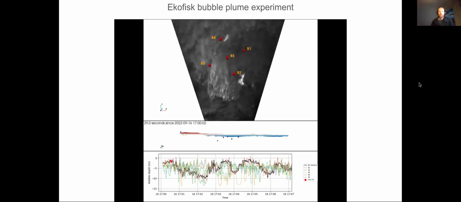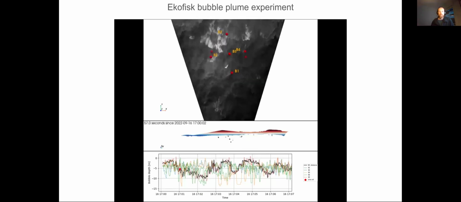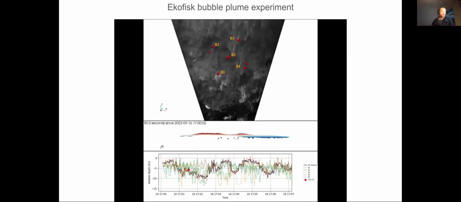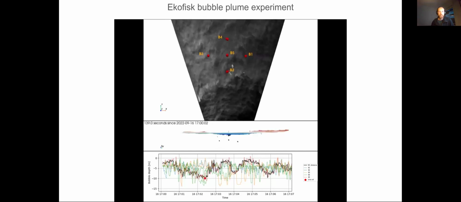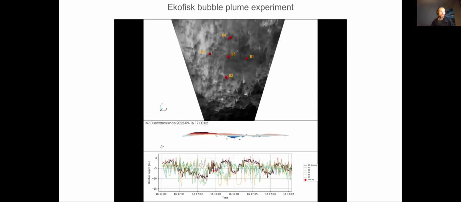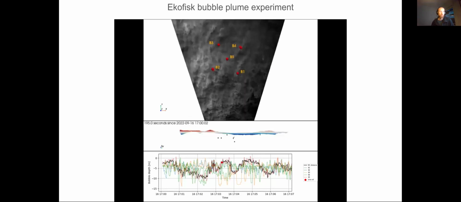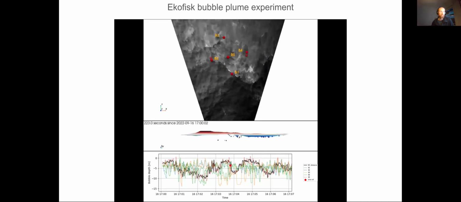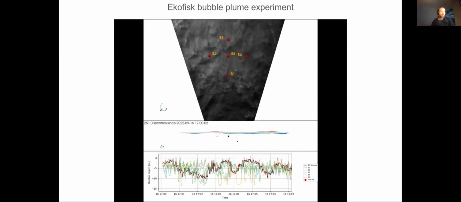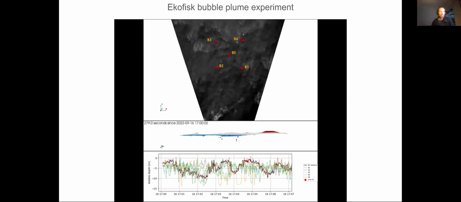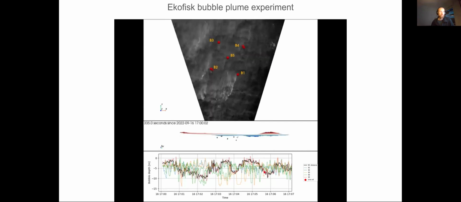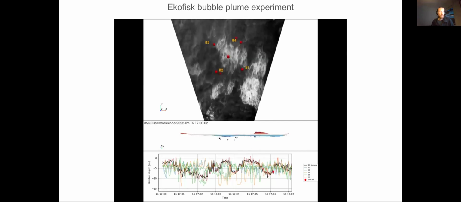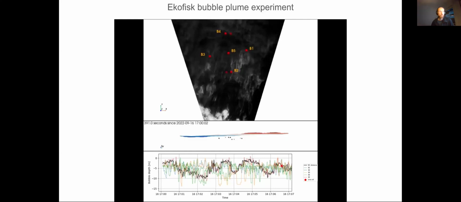Let me play this again. But the vertical beam in the middle stays pretty stationary. Then in the middle panel, we show the stereo reconstructed sea surface, and the bouncing dots below are estimates of the bubble plume depths from each of the five beams. And on the bottom, we show the corresponding bubble plume depth time series, where the messy colored lines are the estimates from the slanted beams, and the black line is the bubble plume depth estimate from the middle vertical beam.